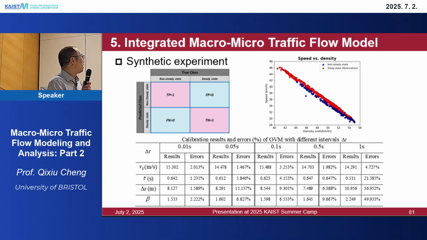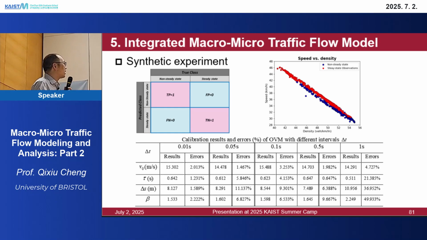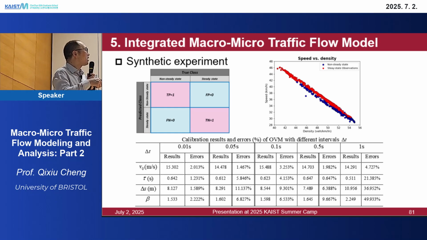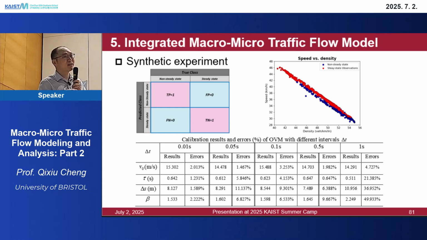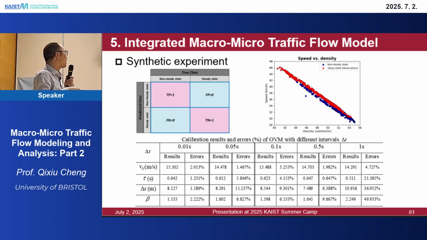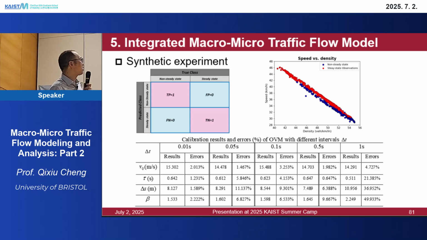If we look at the confusion matrix, because in this case we have the ground truth data, we can compare the analysis results with the ground truth. And we can see the true positive, true negative, they're all one, very perfect results. And also, we can obtain the steady state and non-steady state.